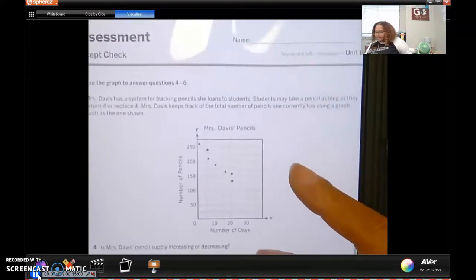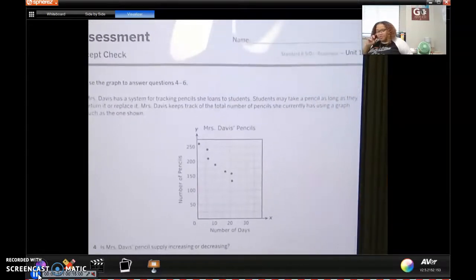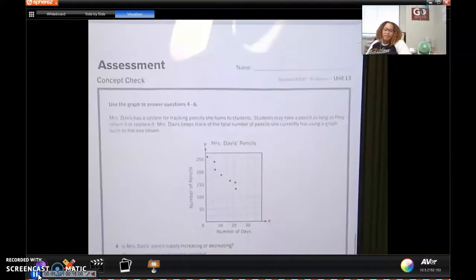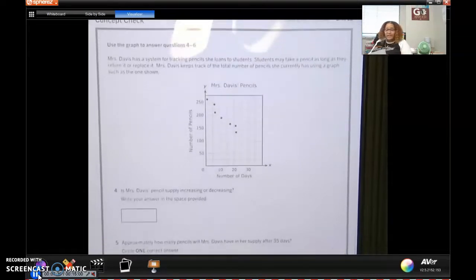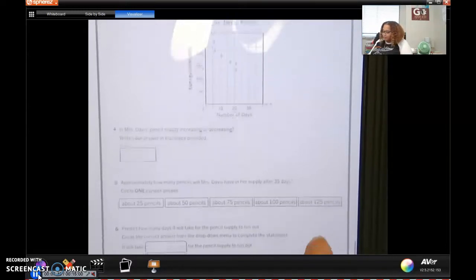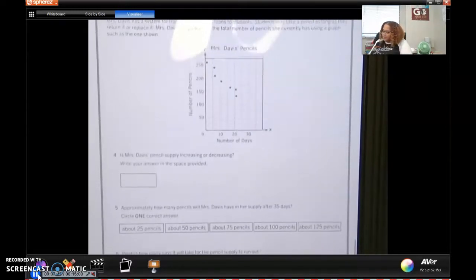All right, last 3. Mrs. Davis has a system for tracking pencils she loans to students. Students may take a pencil as long as they return or replace it. Mrs. Davis keeps track of the total number of pencils she currently has using a graph such as the one shown. As you can see, her pencil supply is going downward. Okay, she's getting fewer pencils the more she lends out. Sounds like a typical teacher. Approximately how many pencils will she have in her supply after 35 days?